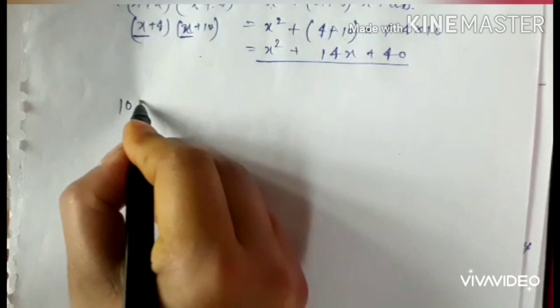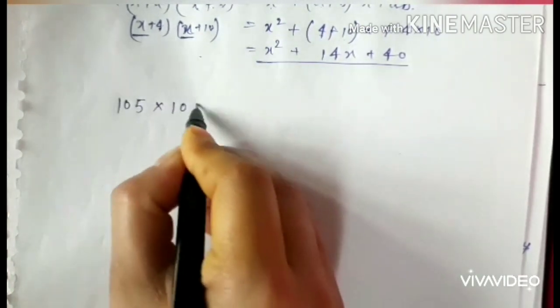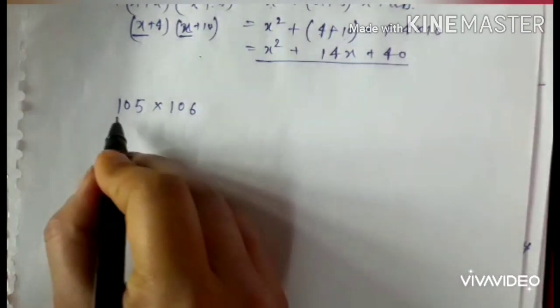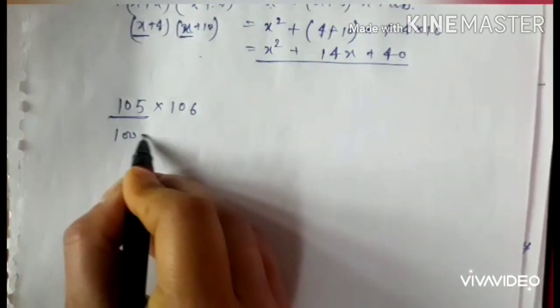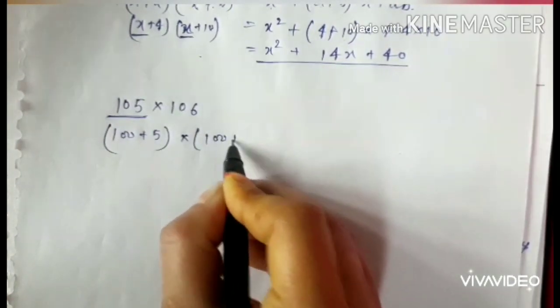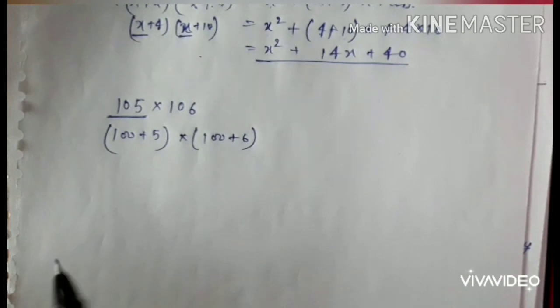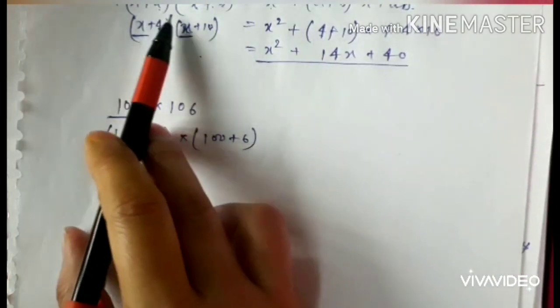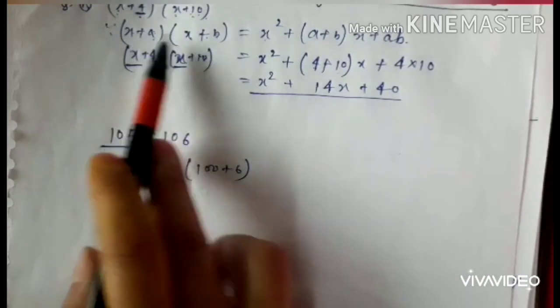One more question we can take here. You have to evaluate 105 multiply 106 without actual multiplication. Without actual multiplication. So firstly break it, 100 plus 5, same as 100 plus 6. Simply, now which identity will you use? The same identity you will use, that means x plus a, x plus b.